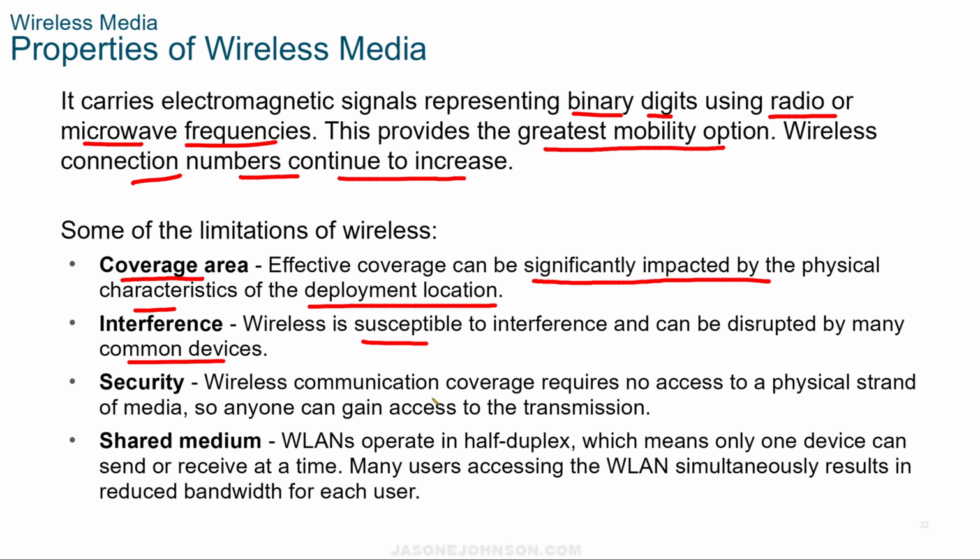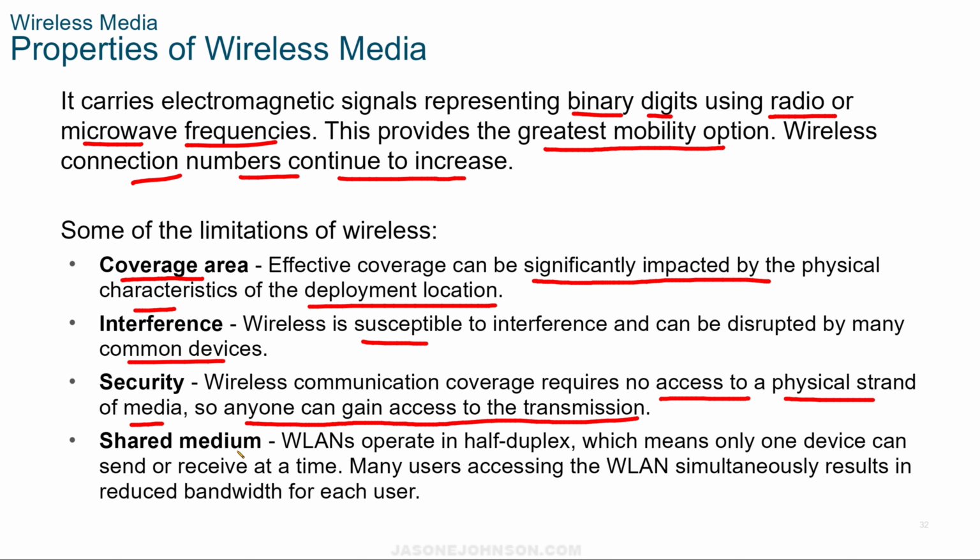Also, with security, wireless communications require no access to a physical strand of media, so anyone can access that transmission. If you are transmitting wireless, anybody can see those signals with a proper receiver, and unless it's encrypted, they're going to be able to see that data in the open. Even if it is encrypted, they could try to break the encryption.